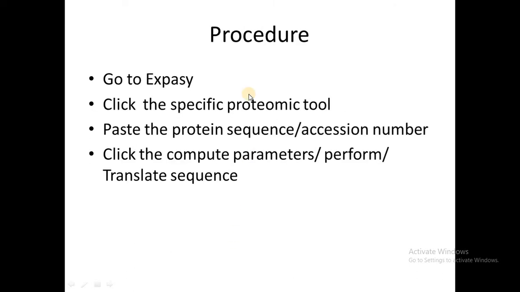So the common procedure for how to use an Expasy tool: go to Expasy, which leads to the Expasy homepage. Type the tools we need, search and find the tool, and then click the tool. It will take you to the homepage of the proteomic tool. Here there is one small box. Then you paste your protein sequence of interest or accession number, and click compute parameters.